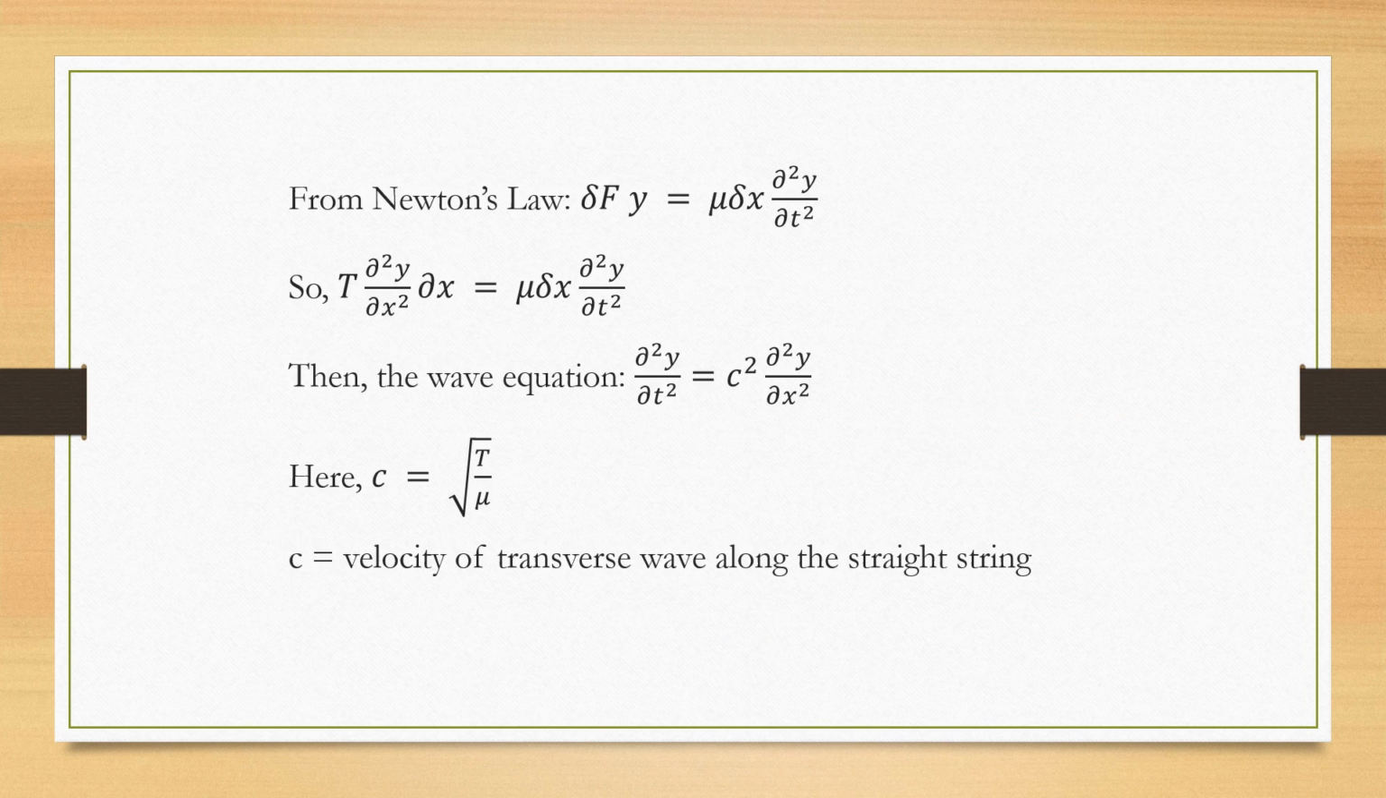Then from Newton's law of physics, the sum of forces in y, we can get the tension. Then this is the wave equation. So c is determined by the square root of tension over mu. So c is the velocity of the transverse wave along the straight string.